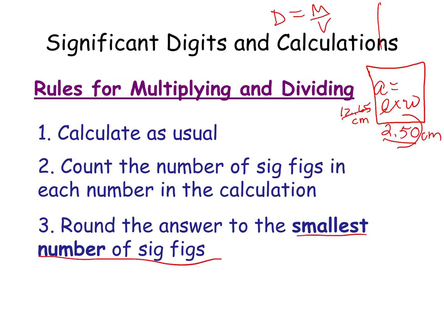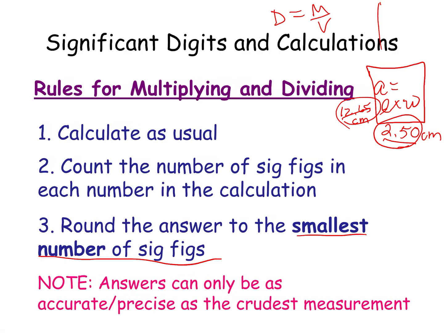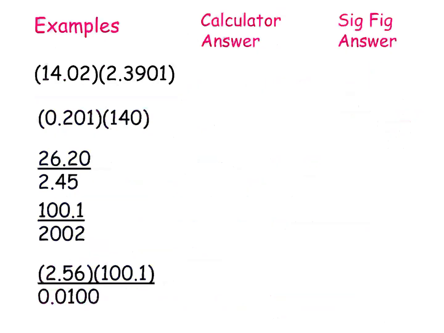So if this number has 3 and this has 4, our final answer will be 3 sig figs. 3 is less than 4. Because answers can only be as accurate or precise as the crudest measurement. It's kind of like that saying, you're only as strong as your weakest link. So you're only as accurate as your least accurate measurement. Okay, so here's some math. Grab your calculator. Math is not changing.